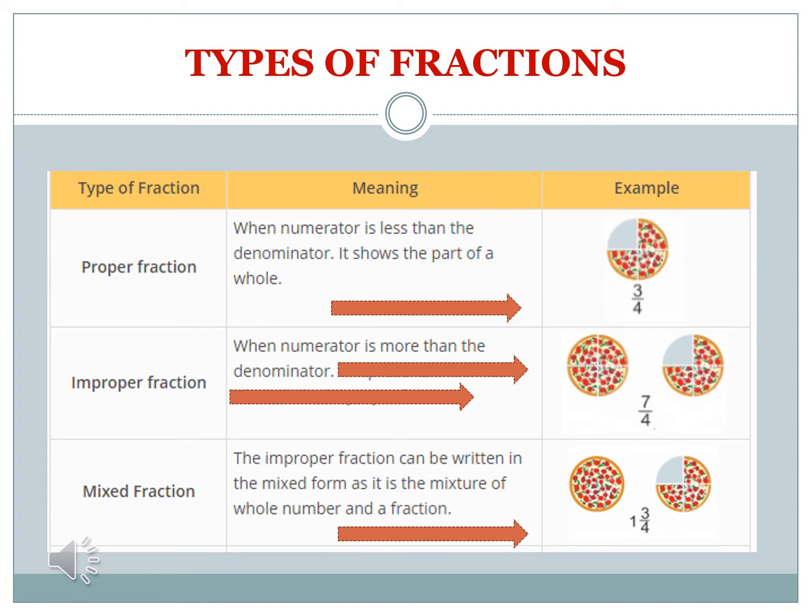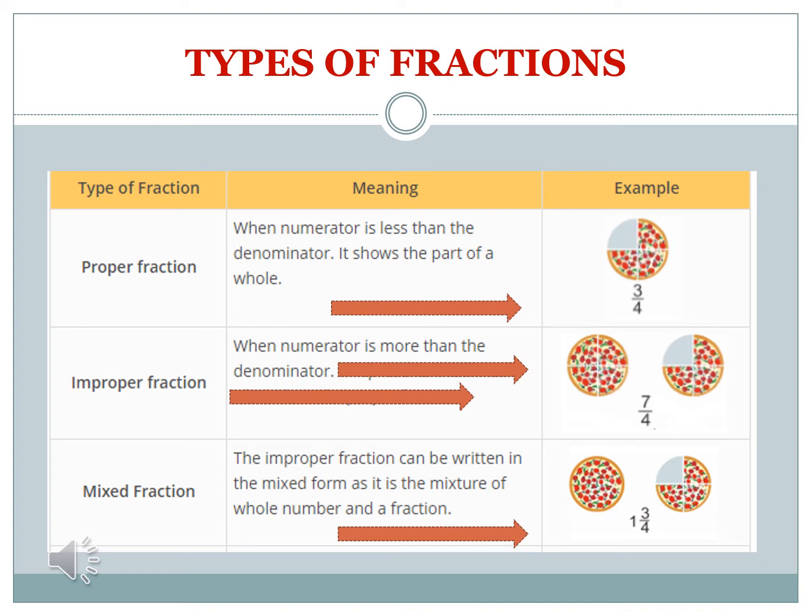Now let us revise different types of fractions. On comparing the numerator and denominator, we can classify them into proper fractions and improper fractions. Now let's compare the numerator and denominator. As you can see, the first example, the fraction is 3 by 4. The numerator is smaller than the denominator. So such a fraction where the numerator is less than the denominator is termed a proper fraction.